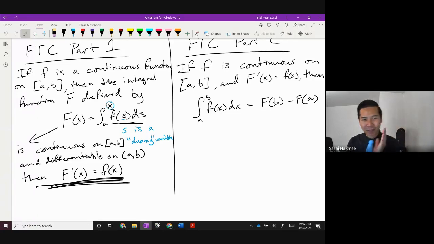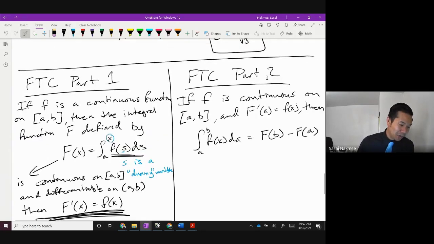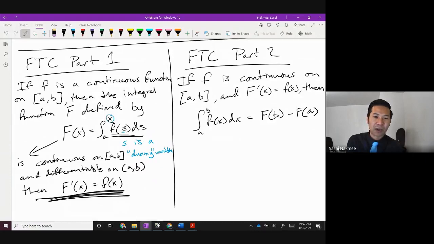What the AP exam likes to do, so in calculus, I'd say the more important part is part 2. That's what we use to actually evaluate the different integrals. The fundamental theorem of calculus part 2, I'd say is more important, but that's a poor way to think of it. I like thinking of it that way. But the AP exam loves putting problems that use the fundamental theorem of calculus part 1 just to see how well you understand the fundamental theorem of calculus. And let me show you what I mean.